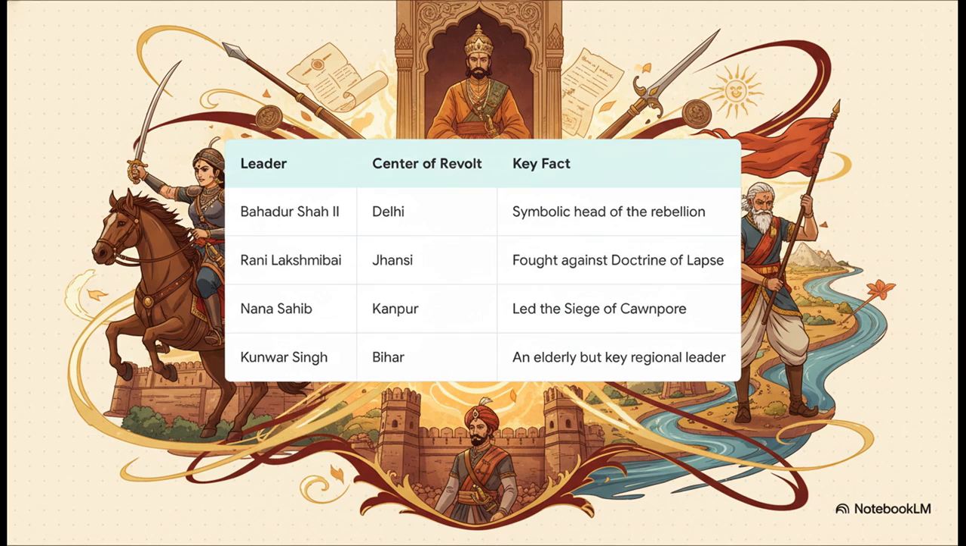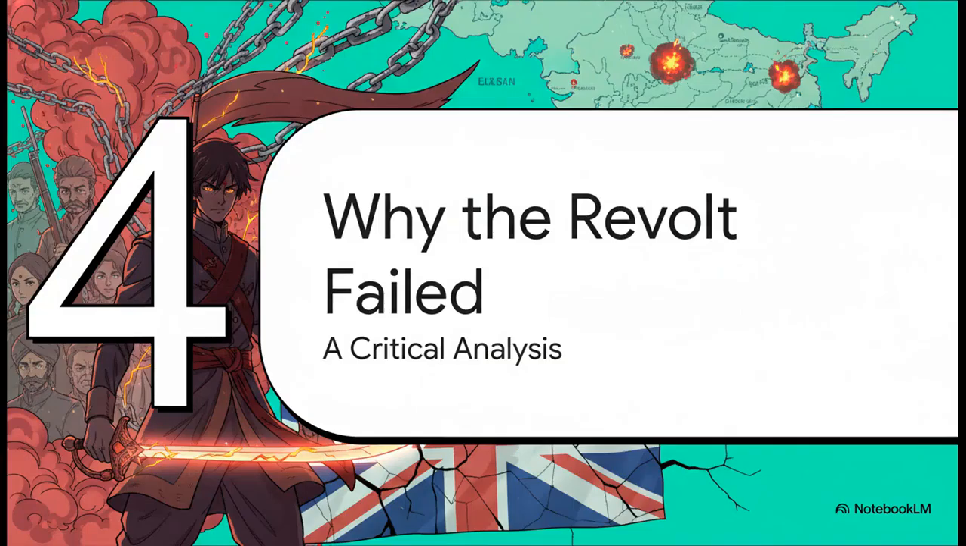Okay, screenshot this, write it down, do whatever you need to do, because this table is pure gold for your revision. You have to know these names and places. You've got Rani Lakshmibai of Jhansi, fighting because of the doctrine of lapse, Nana Sahib in Kanpur. These were the heroes of the rebellion, the local leaders who rallied people to the cause. And that leads us to the big, analytical question, the one you're almost guaranteed to see on an exam. If this revolt was so huge, so passionate, and so widespread, why did it ultimately fail?